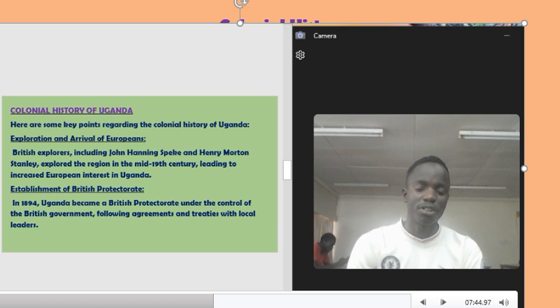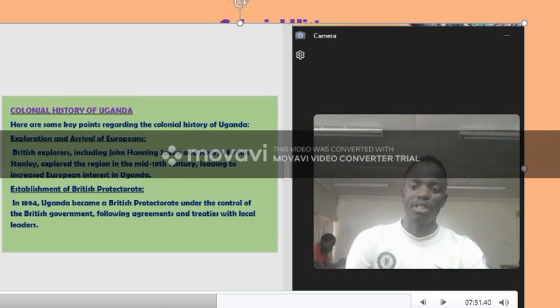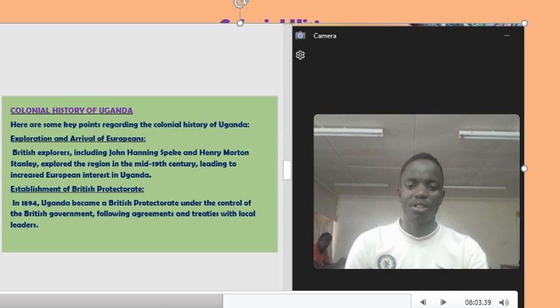Number two, there was the establishment of the British protectorate, where in 1894 Uganda became a British protectorate under the control of the British government, following agreements and treaties with local leaders.